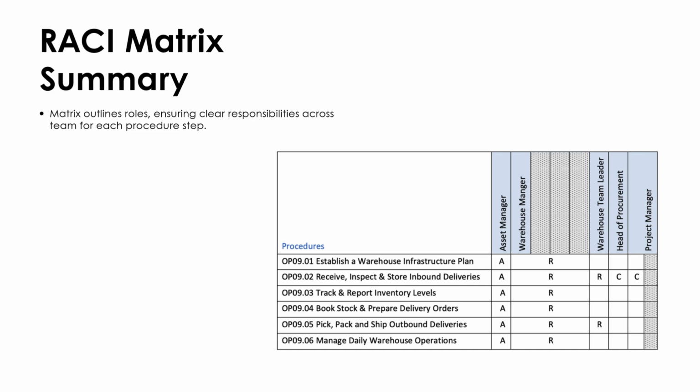RACI matrix. A RACI matrix is a tool that clarifies roles and responsibilities in a project by designating who is responsible, accountable, consulted, and informed for each task. Please take some time to study this matrix for a clear understanding of team roles. Please review this RACI matrix carefully.